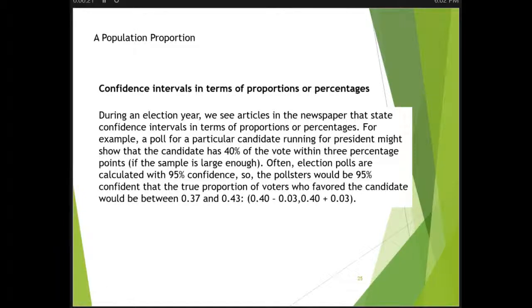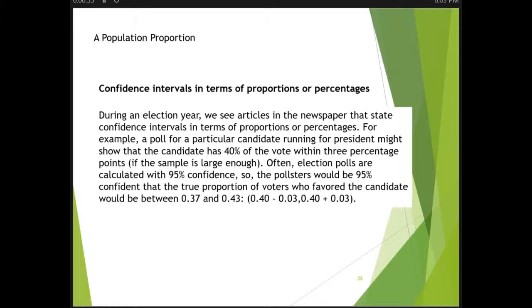Population proportion is what we are going to discuss next. A population proportion would be confidence intervals in terms of proportions or percentages. Think about during an election year, we often see articles in the newspaper that state confidence intervals in terms of proportions or percentages. For example, a poll for a particular candidate running for president might show that the candidate has 40% of the vote within 3 percentage points.